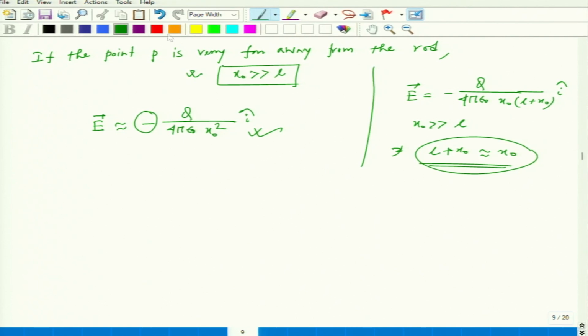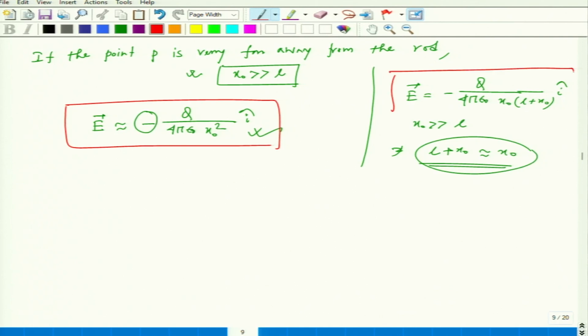So, we compare the two expressions, this one and this one. We will see the difference between a point charge distribution and a continuous charge distribution. Here is x naught times (L plus x naught), here is x naught square, that is the difference.